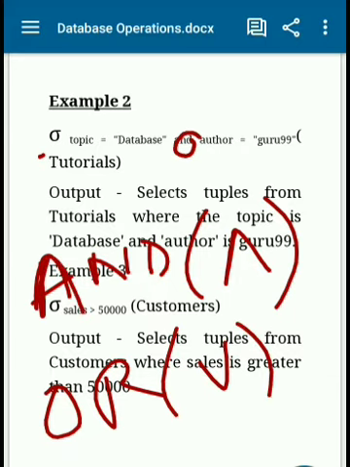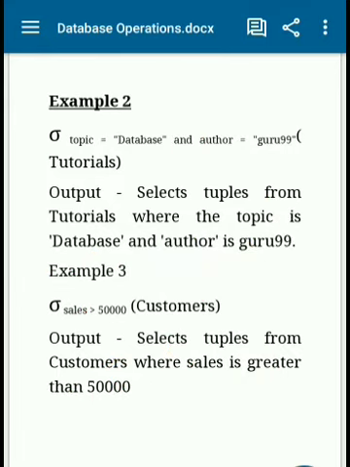You have to remember that A is the starting of AND, so A should be written like this. So for an AND operation this symbol is used, and for an OR operation the inverted version of this symbol is used. So here, instead of AND, you should write this symbol. So here topic is database and author is Guru 99, and the relation name is tutorial. Which records are selected? Those records are selected whose topic is database and whose author name is Guru 99.